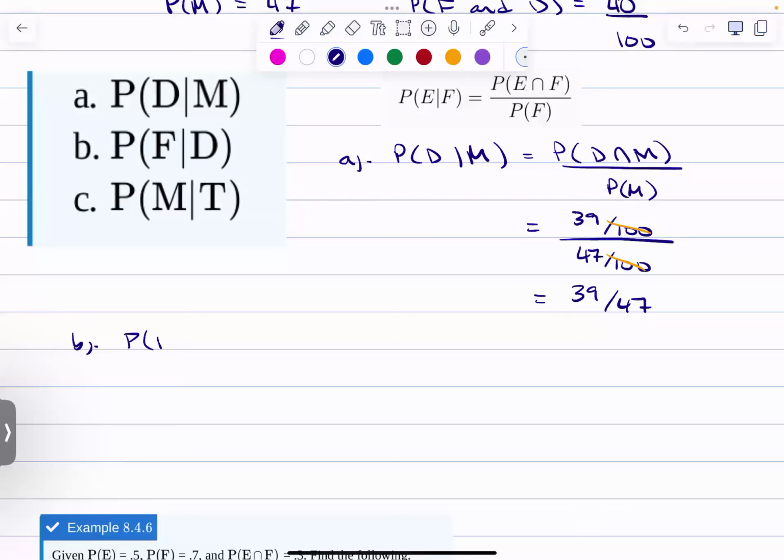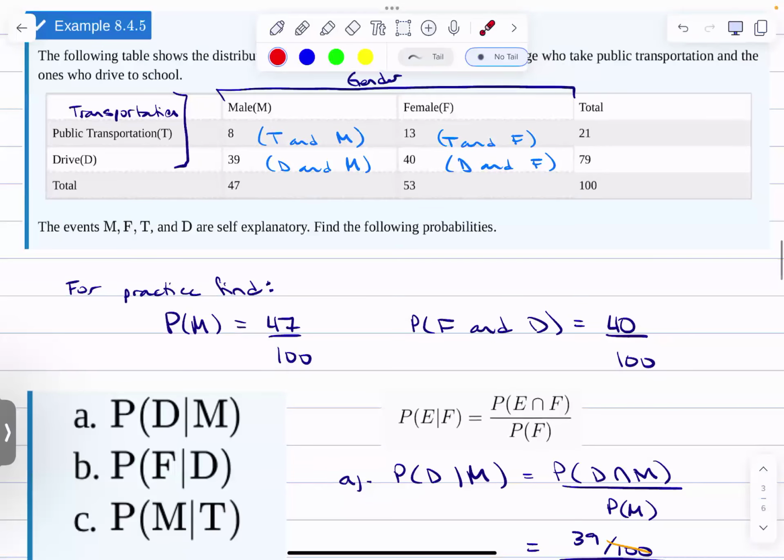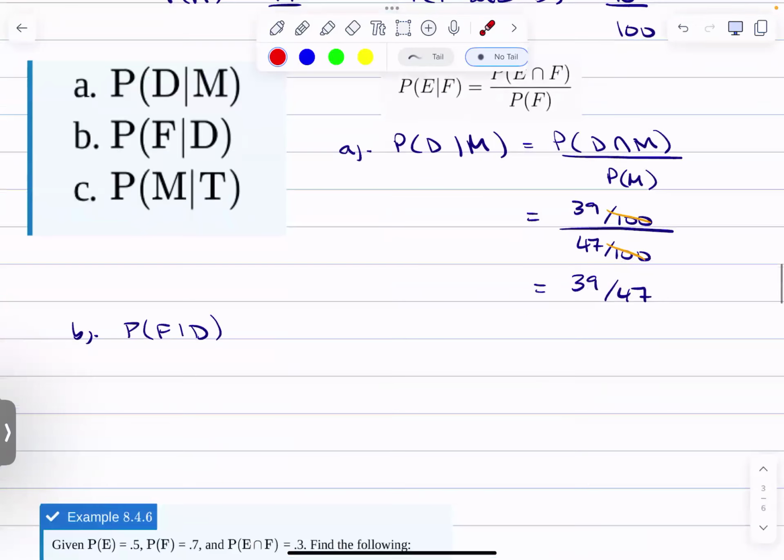How about the probability of F given D? So the probability that they're female, given that they drive. How about this time we practice using the table? So now I know that they drive, so I'm restricted to this 79 total. And then how many of those drivers are female? 40 out of 79. So it equals 40 out of 79 from the table.